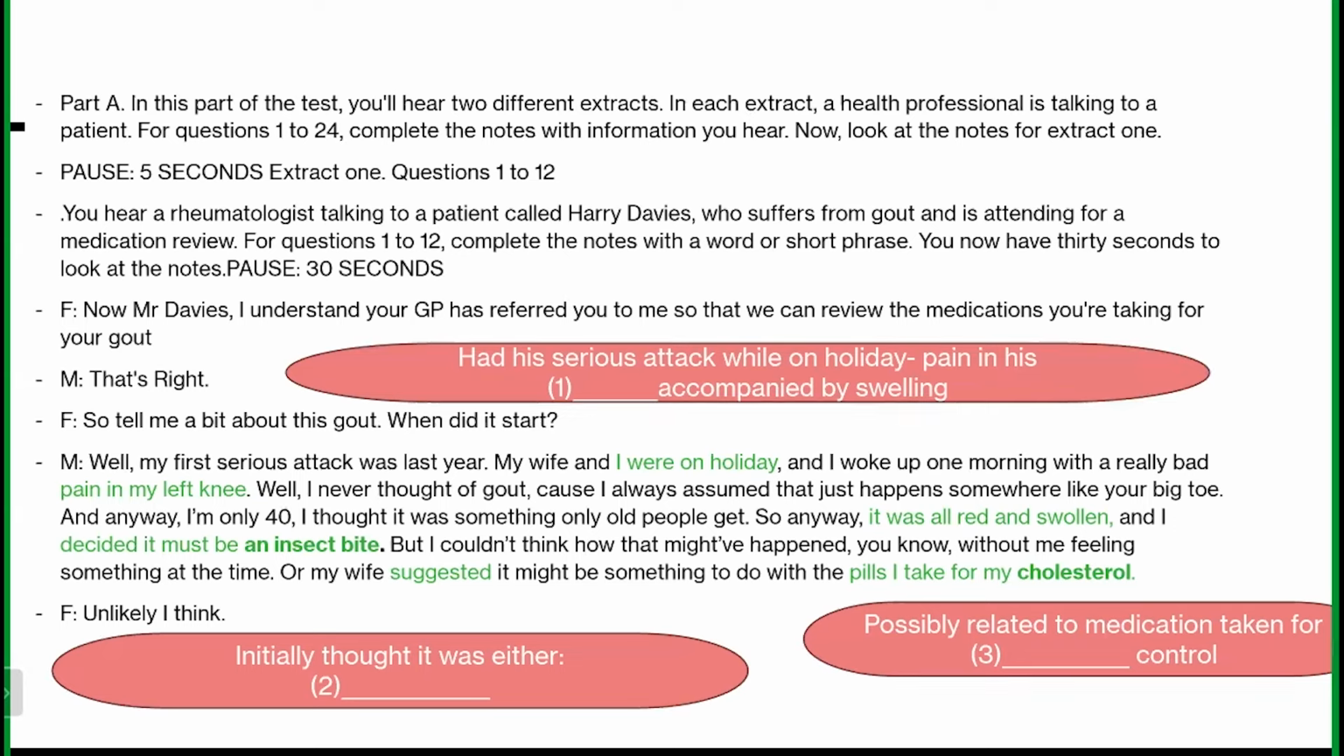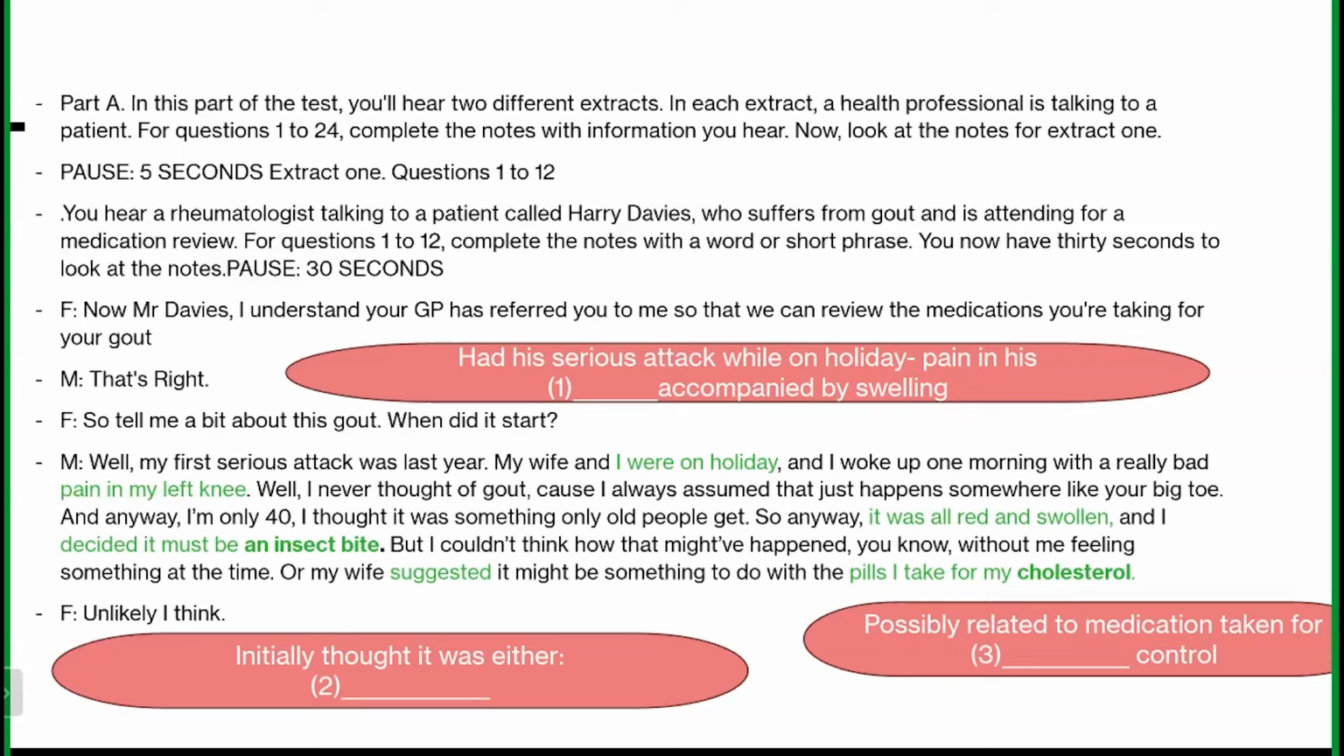You can see "pain in my left knee," and then after some talk, he said it is all red and swollen. You can see it was red and swollen. It means they have referred knee. So in that way, you have to read the script to understand your answer options.